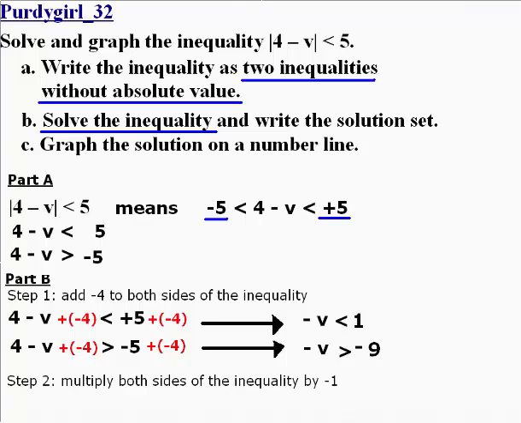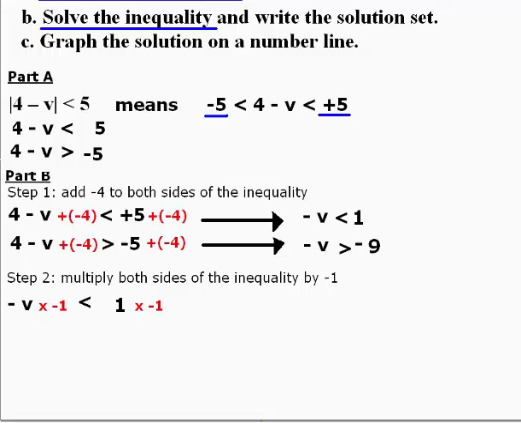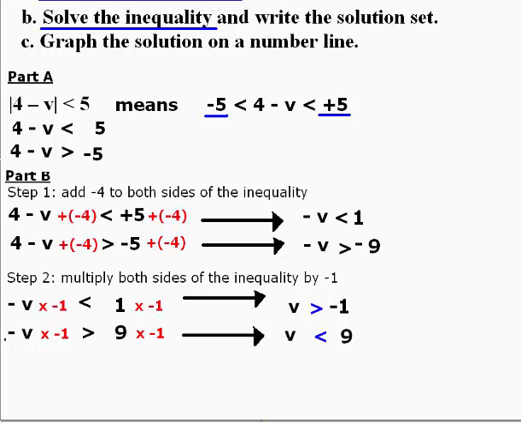Now that we've removed the 4, the second step requires that we multiply both sides of the inequality by -1 in order to get rid of the negative sign in front of the v variable. After multiplying both sides of the first inequality by -1, we find that v is greater than -1. After multiplying both sides of the second inequality by -1, we find that v is less than 9. Take note of the inequality signs. Anytime you multiply an inequality by a negative value, the orientation of the operator changes direction.